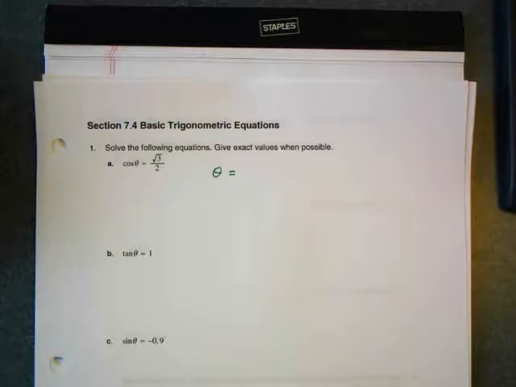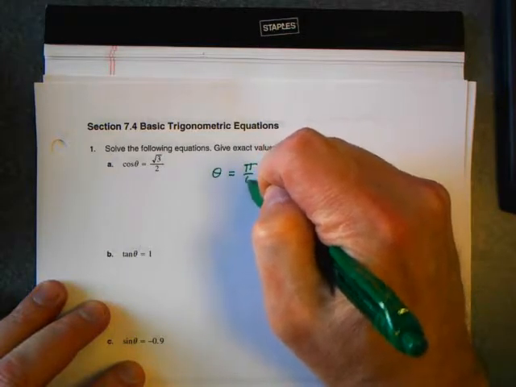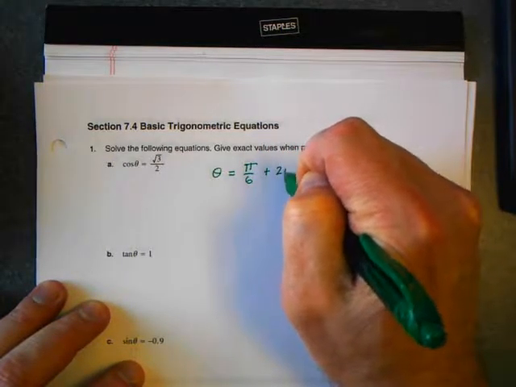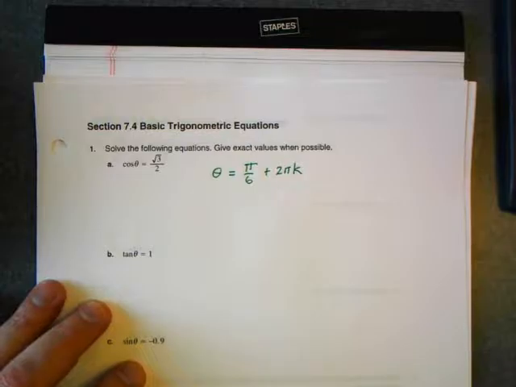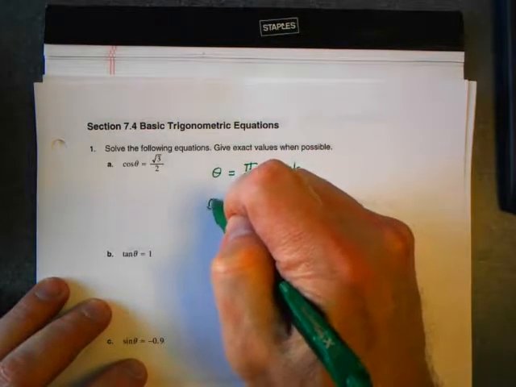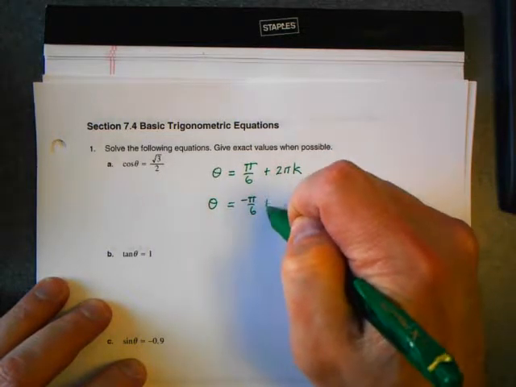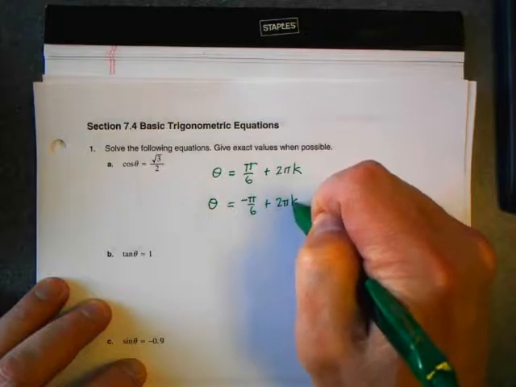I'd like an answer with a pi in it, though. Pi over 6. So one answer is pi over 6, and then, of course, everything coterminal to it. And then what's the other answer? When you're dealing with cosine it's very easy. You can use positives and then negatives. So the other correct answer is theta equals negative pi over 6 plus 2 pi k.